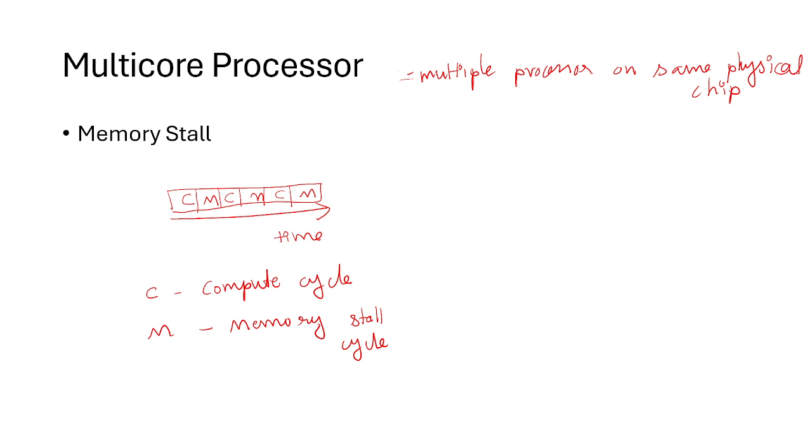To avoid that, we have implemented multi-threaded processor cores, in which two hardware threads are assigned to each core. Consider this is the timeline, and we have two hardware threads.